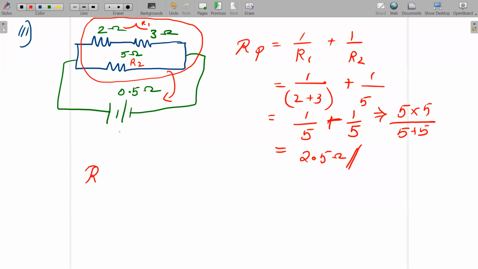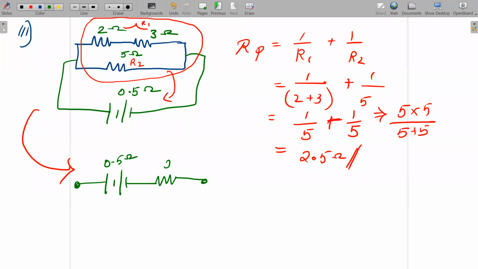Now, what happens to the equation? I told you, once you got a circuit like this, you should convert that circuit. Now that also becomes one resistance. Like this, the circuit is resolved, right? This is 0.5 ohm, and here this is 2.5 ohm. Therefore, RS is equal to 0.5 plus 2.5. Finally, you get it as 3 ohm.